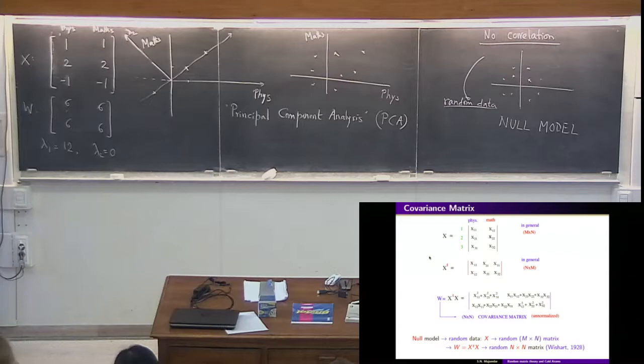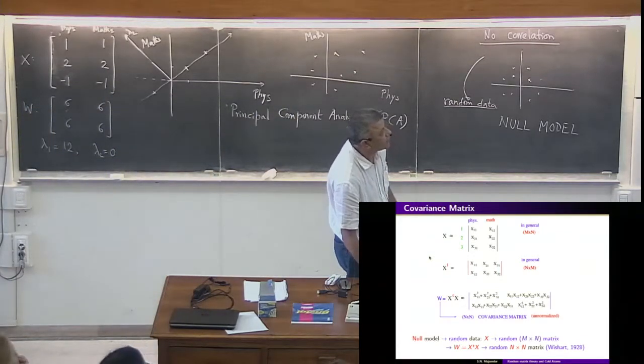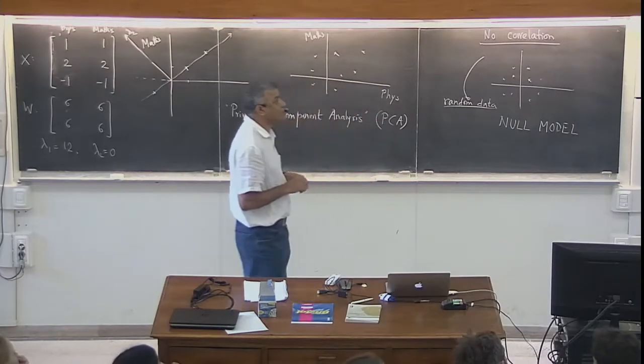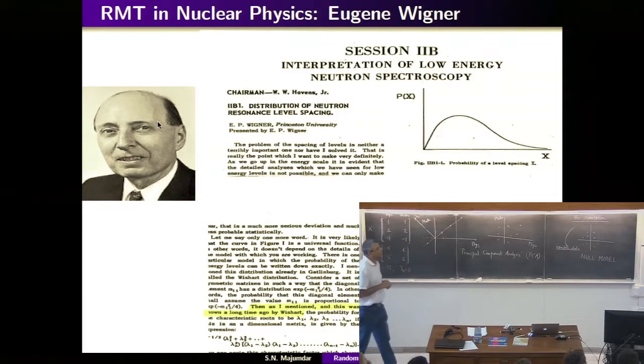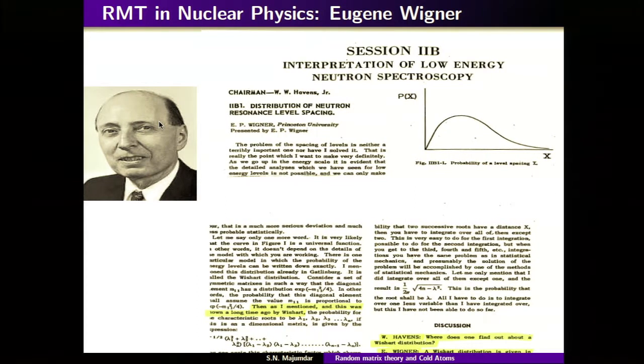Okay. So this was in statistics, and then in the physics literature, random matrix theory was essentially introduced by Eugene Wigner. Now, if you ask a typical physicist, he'll tell you that random matrix theory was introduced by Wigner. But in those days people were very honest. In fact, in a conference somebody asked him how he thought of random matrix theory in nuclear physics. He said, as I mentioned, this was known a long time ago by Wishart. So he actually knew about Wishart's work.